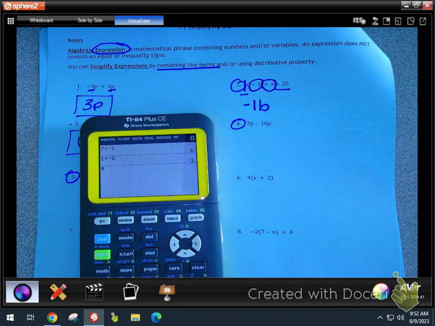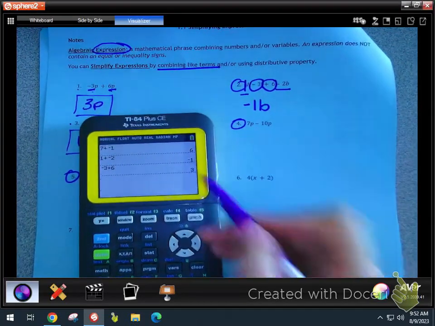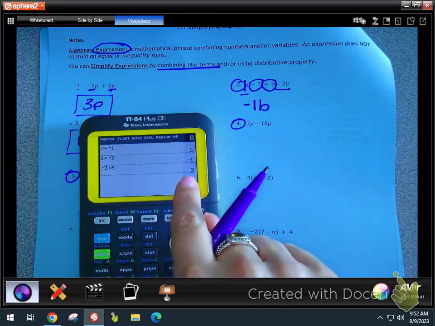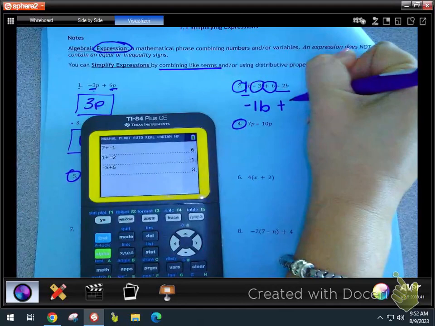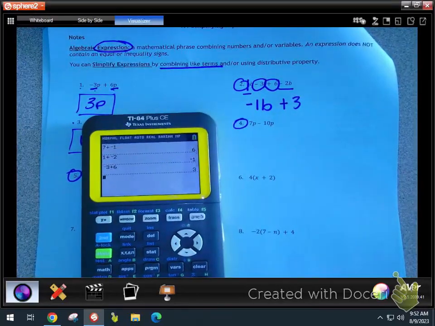Yes. A lot of vocab, I know. Constants, we can add those together just like we did the coefficients. So what is negative 3 plus 6? 3. What kind of 3 is it? Positive, so I'm going to put a plus 3 right there.